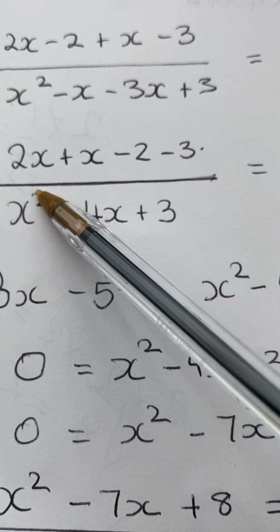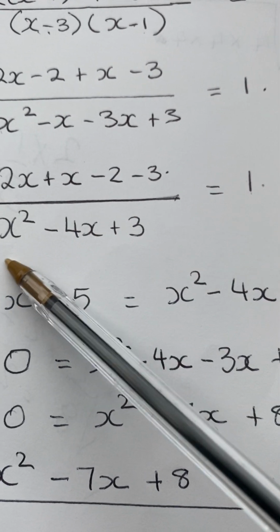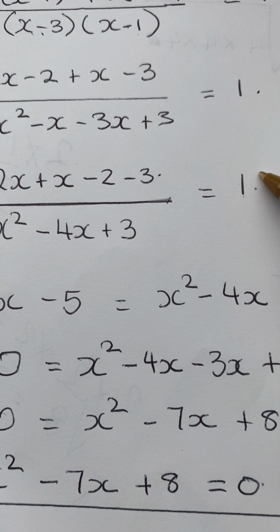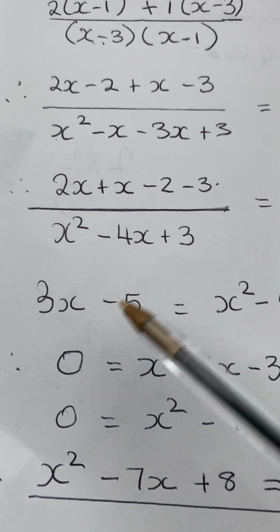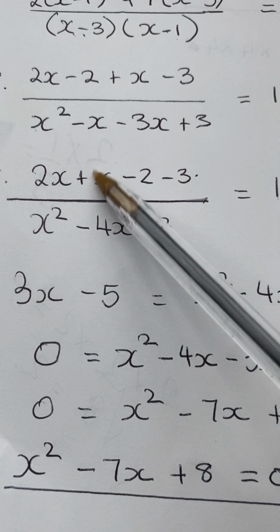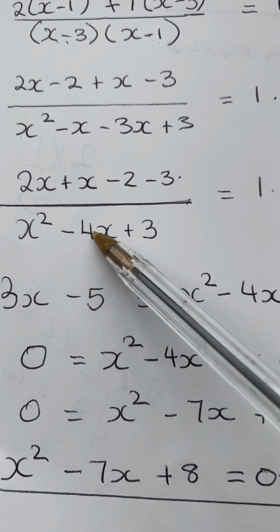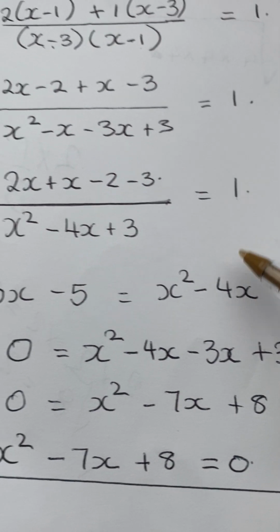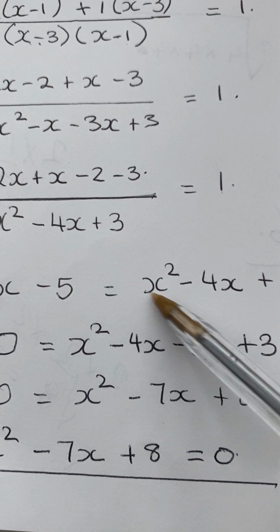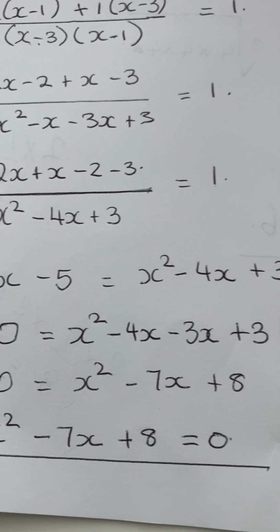Now this denominator here, if we move it here, we'll multiply everything here, which is the 1. So this numerator becomes 3x minus 5. So we are moving the denominator to our right hand side. So we have x squared minus 4x plus 3.